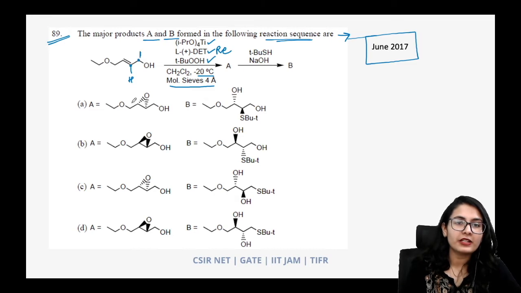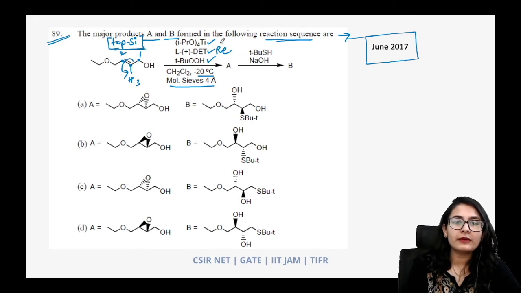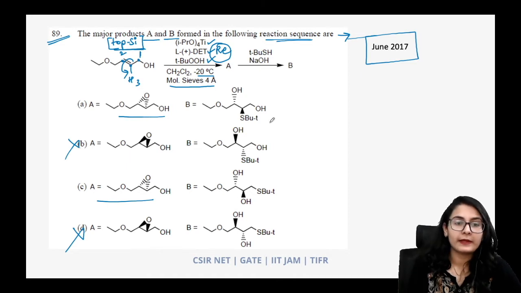So first priority to this, second priority to the alkene carbon, third to the hydrogen. 1, 2, 3 is anti-clockwise, which means on the top you are having a si face. If it is a si face on the top, but we want the epoxidation on re, we are going to do it on the bottom. So option A and option C are correct. B and D are absolutely wrong, because we are going to have the epoxidation below the plane, right?